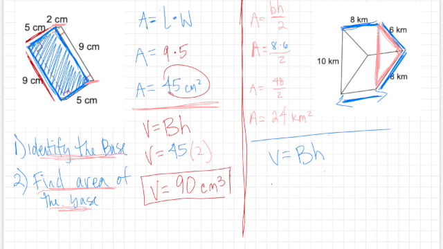So we're going to say volume equals 24 kilometers squared times, we said this dimension, so that's going to be 8 kilometers. So 24 times 8. 24 times 10 is 240, minus 48 is going to be 192 kilometers cubed, or cubic kilometers.